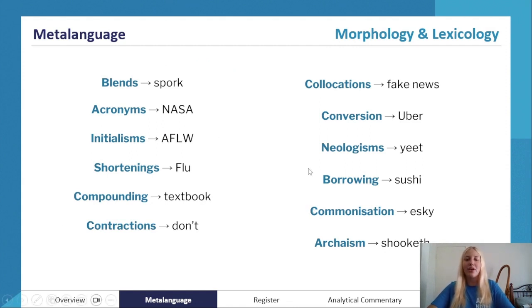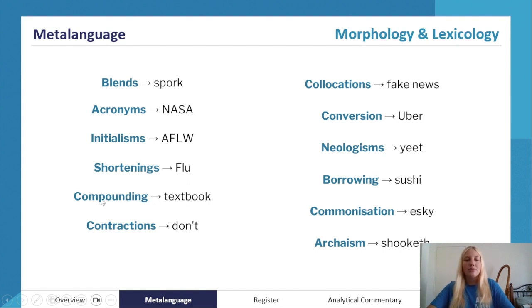And these are the kinds of word formations. All of this falls under a big umbrella term of word formation. So a blend is two words blended together. We see that with spoon and fork, spork. Acronyms, NASA. If something is an acronym, we pronounce it as a word, in syllables, NASA. Initialisms, each letter is pronounced separately. Make sure not to get confused between the two. Shortenings, flu is a shortening.